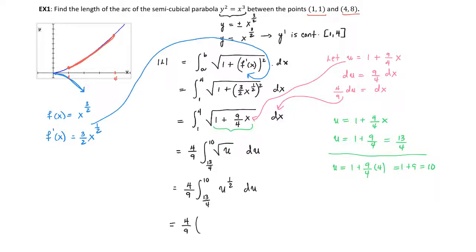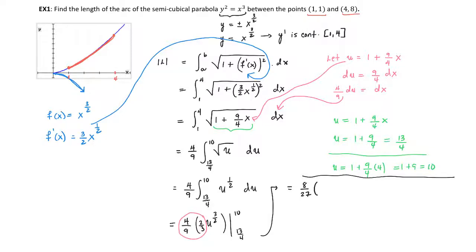That's going to be here u to the 1/2 plus 1, that's going to be 3 over 2. And then we multiply by 2/3, and we evaluate from 13 over 4 all the way to 10. Continuing here, that will be equal to, now notice that I can multiply these coefficients to simplify my algebra. That's going to be 8 over 27, which will now give us 10 to the 3 over 2 minus 13 over 4 to the 3 over 2.